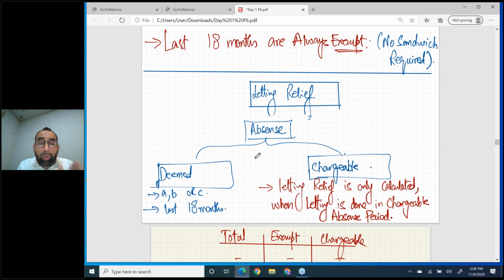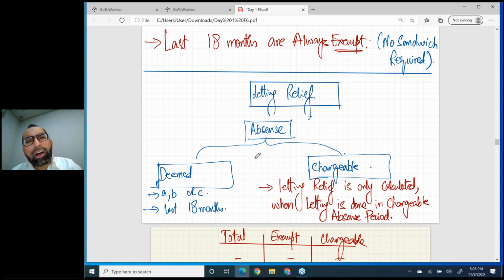Okay, now look here. Let us say you are leaving your house. That means you are absent from your house, and that absence period is a chargeable absence period, and you are letting your house in the chargeable absence months. Then you are eligible for letting relief. Repeat: whenever you let your house in the chargeable absence period, then you are eligible for letting relief.